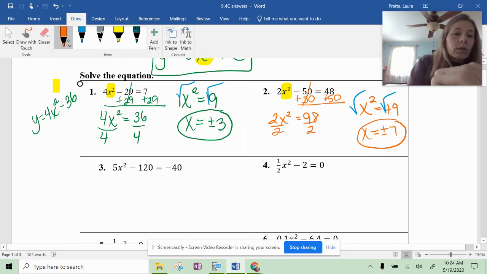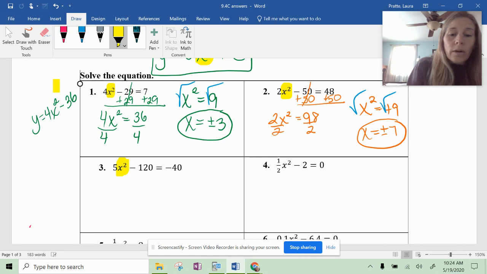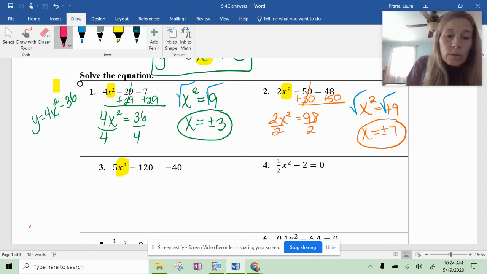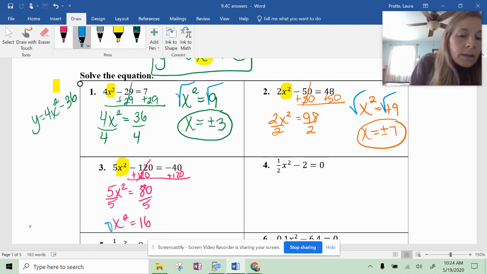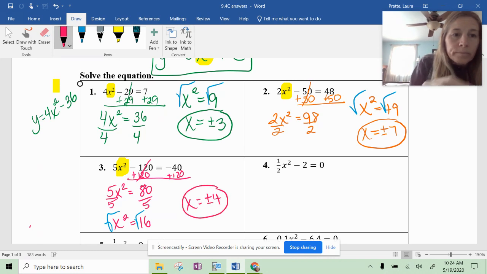All right, so moving on to the next problem. Again, there's only one variable here, just the x squared, so I can use this method. I'm going to go ahead and get that x squared by itself, so I'm going to add the 120 to the other side. So I have 5x squared equals 80. Divide by 5, so x squared equals 16. Then to get rid of my squared, I square root both sides, giving me x equals positive or -4.